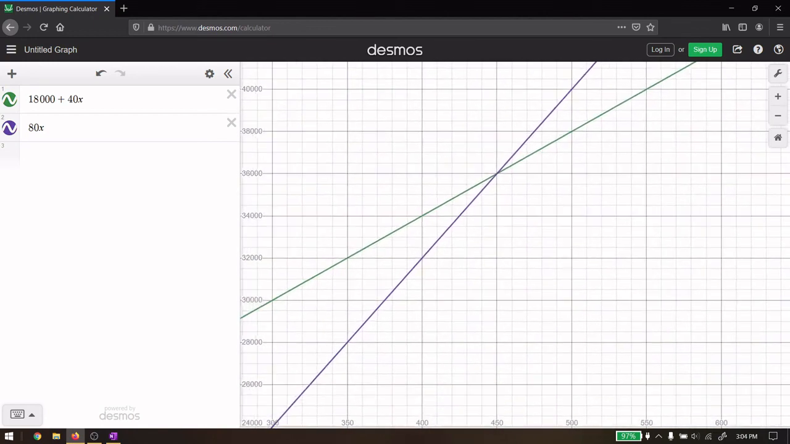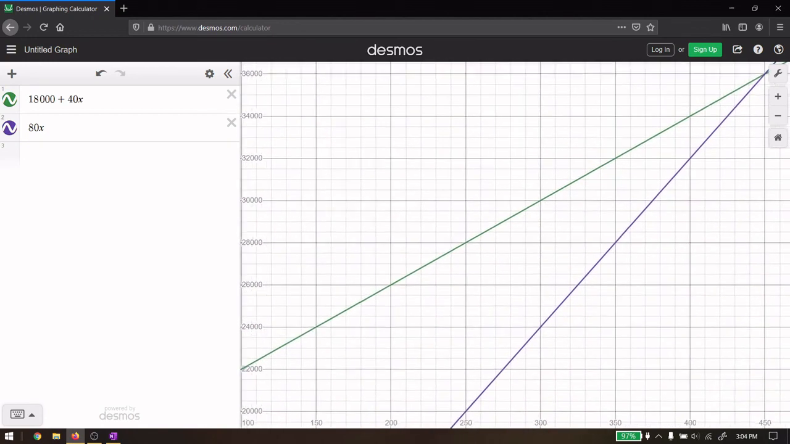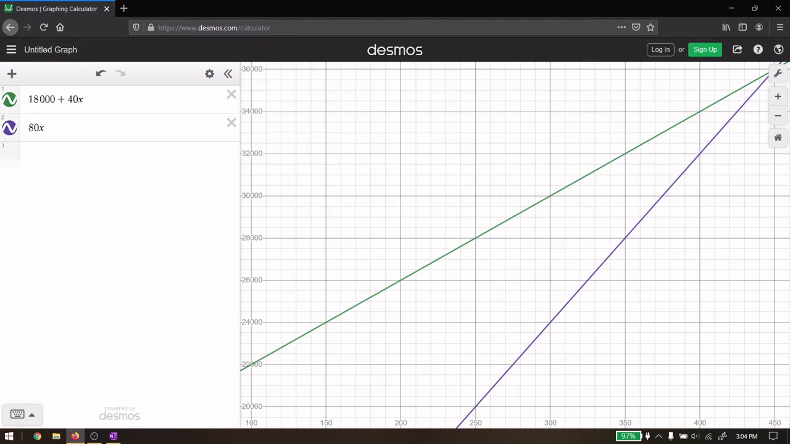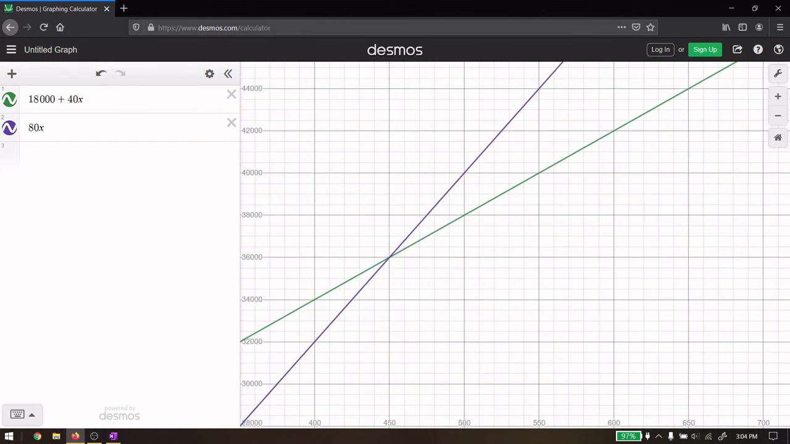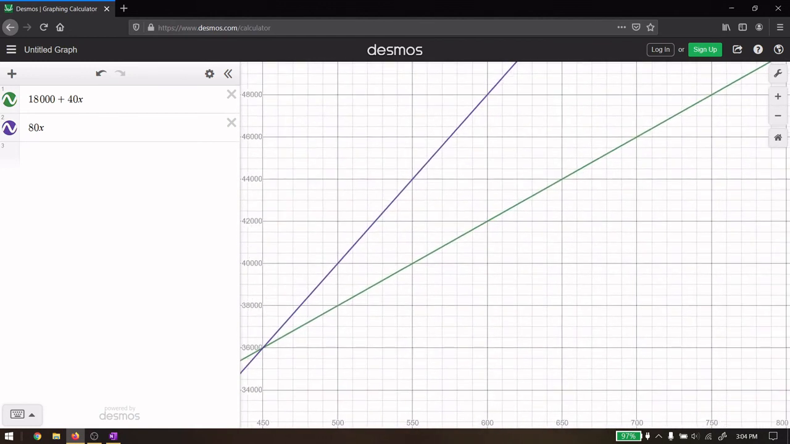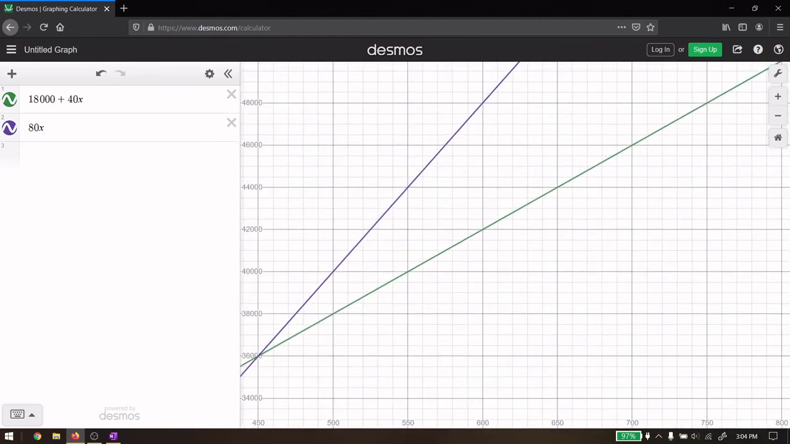And then of course, anything less than 450, this is all going to be a loss. The cost is the green function that is higher than the profit. So you're going to lose money. The difference between those two is how much money you lose. So of course, we want to know, where can we start making profit? That's the benefit of finding the break-even point.